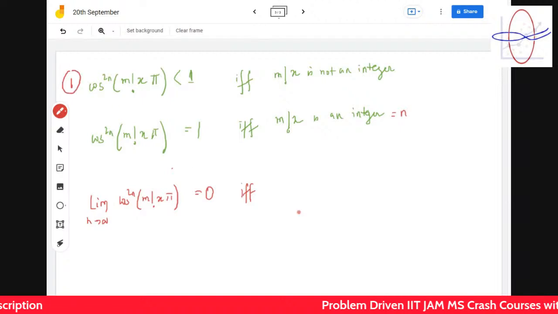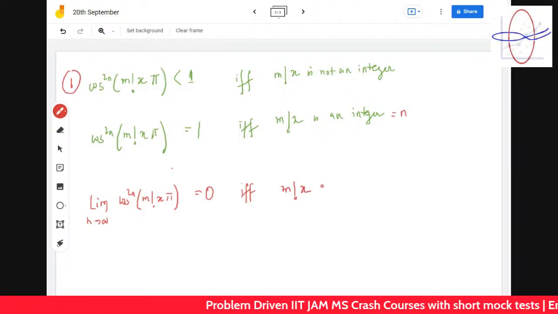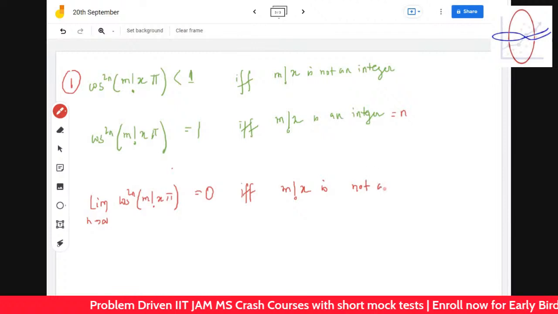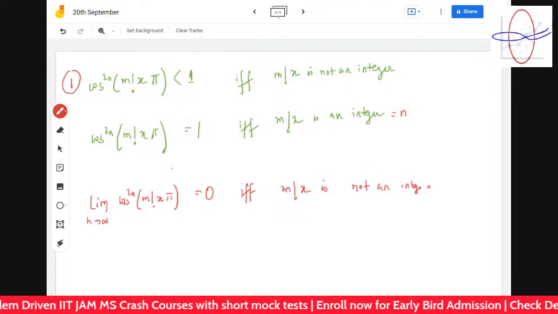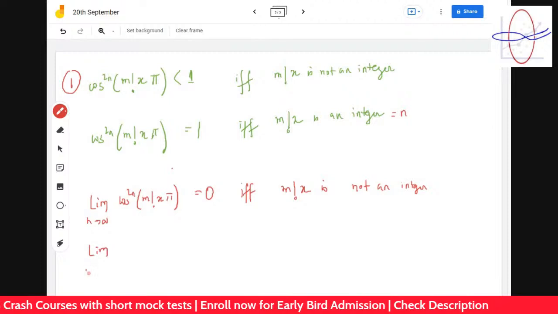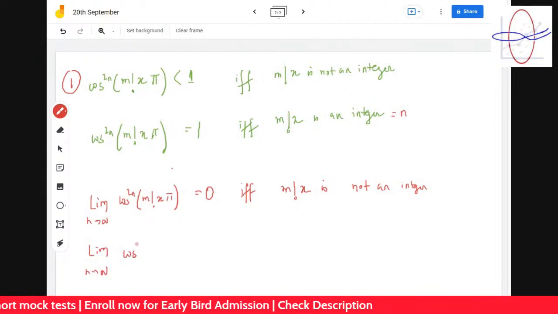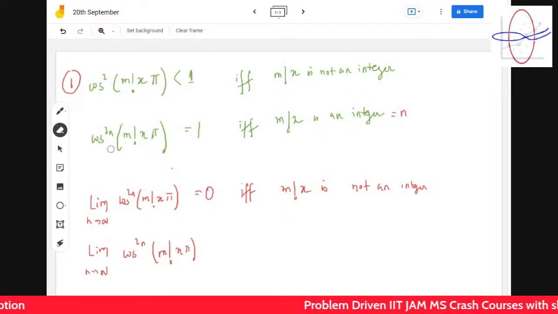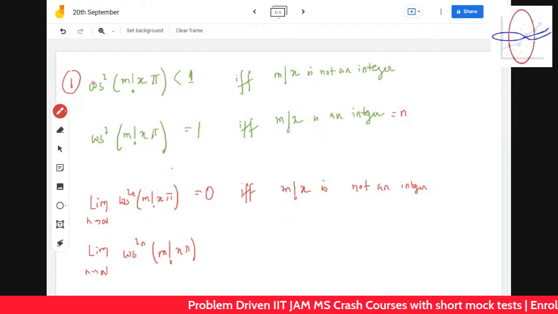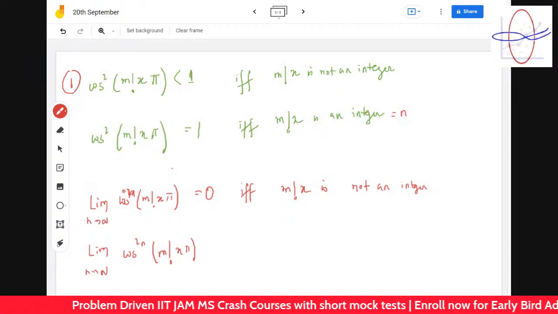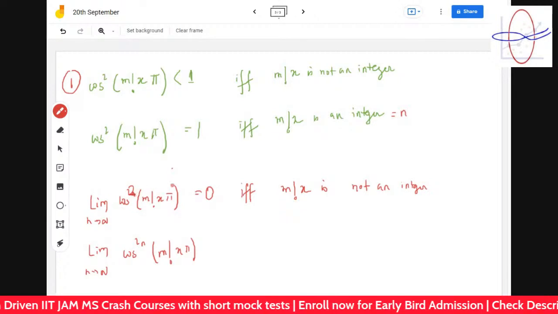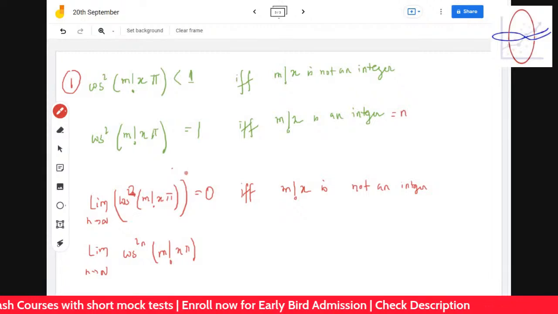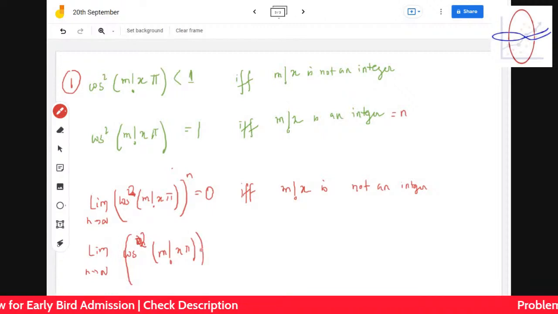in the first case, m factorial x is not an integer, and limit n tends to infinity cos 2n m factorial x pi. You can do cos square only, just not n. You can just do cos square and then you take the whole to the power n. It's like cos square whole to the power n. This is less than 1, so to the power n it will be going to 0.